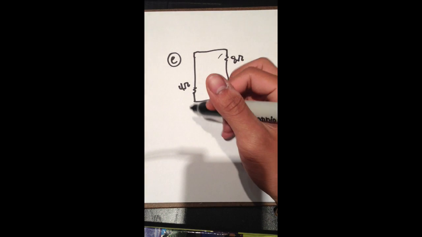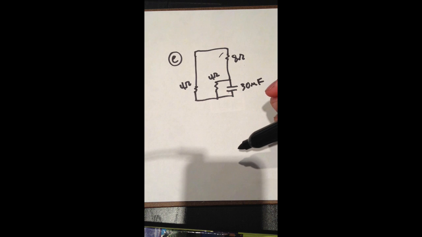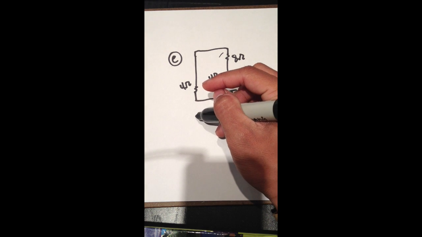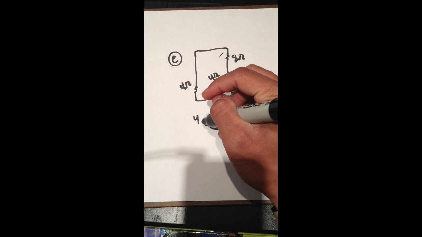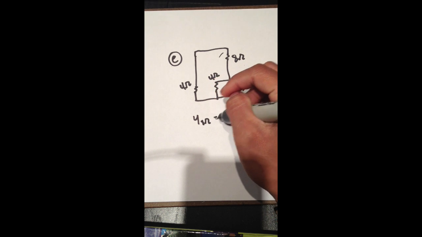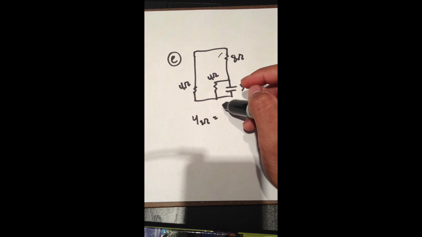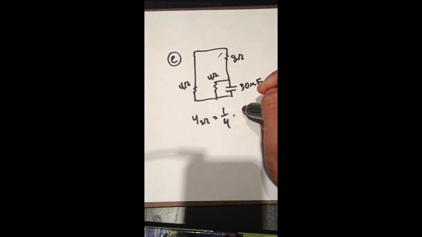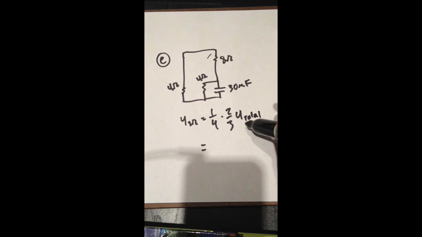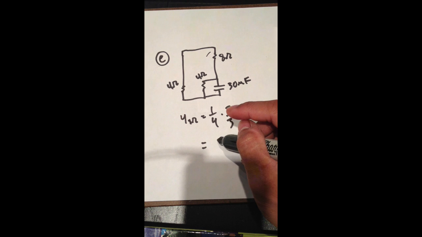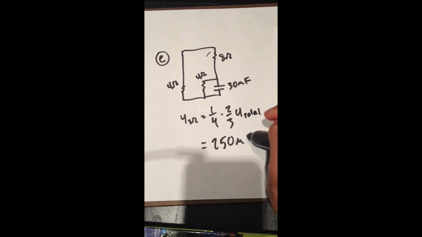So the energy dissipated through the 8 ohm resistor is going to be a fraction of the total energy that was stored in the capacitor. So you can multiply it by the fractions. And this, with U total being 1500 microjoules, will give you 250 microjoules dissipated through the 8 ohm resistor.